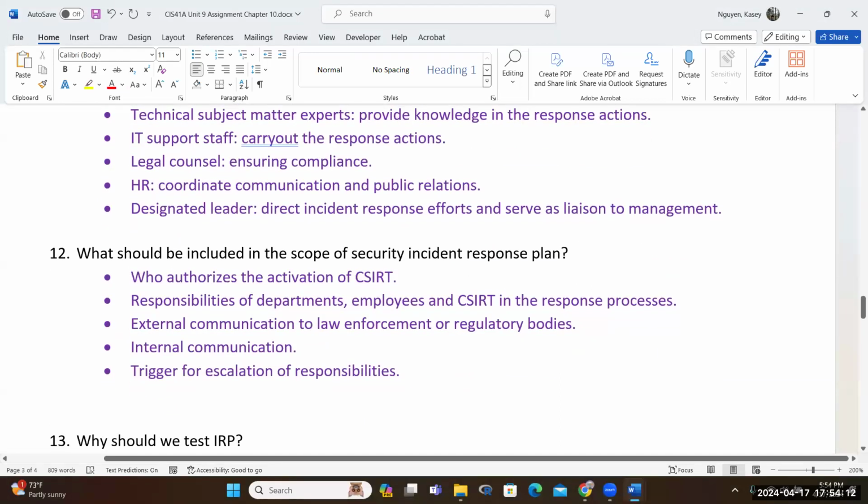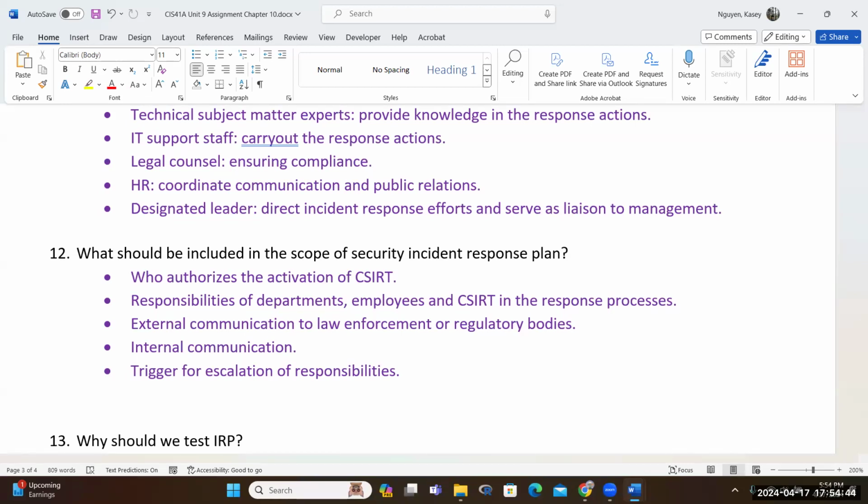So what should be included in the scope of the security incident response plan? We should say who authorizes the activation, right? Even if, let's say, you are the specialist that sees the alert, you would notify your manager, and your manager would notify the CSIRT leader. Because of the plan, it would say when you should activate. It's like, when do we go into a state of emergency, as a nation? It's exactly that. So we would say who that person is that's going to activate the team for incident response.